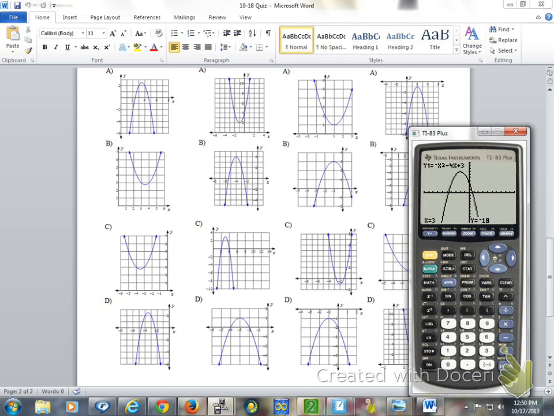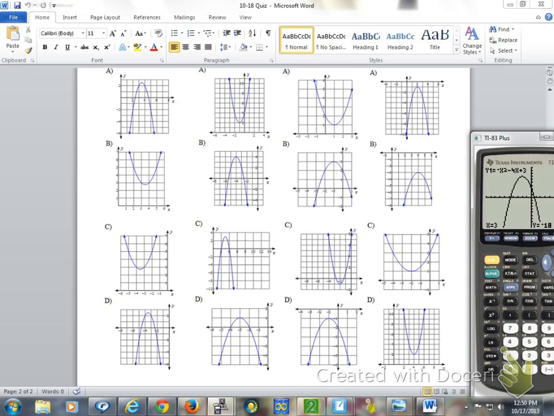Now, let's say you get there tomorrow and your calculator is showing you some crazy window. By the end of the year, you're going to need to know how to fix that yourself. But I can help you with that kind of thing tomorrow. If you're like, hey, I'm hitting graph and it's not showing me anything, I can help you with that kind of stuff.